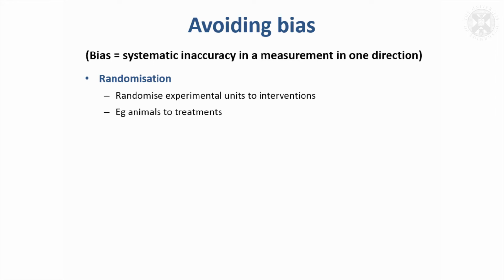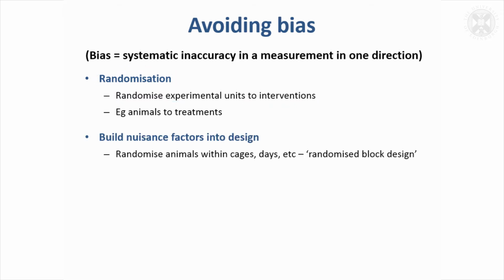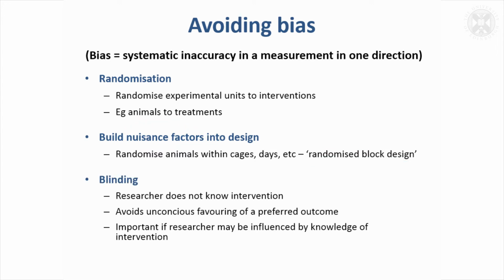And there are things we can do to avoid bias. The first is something called randomisation, and that's to randomise the experimental units to the interventions. For example, if we were allocating animals to interventions, we would do it in a random order. We wouldn't put the first 10 or so to one intervention and the next 10 to the other. That's a key way to avoid bias. Sometimes there are nuisance factors that we're not really interested in analysing or drawing conclusions about, such as cage or the days on which the experiment was done. It's sometimes possible to build that into the design using something called a randomised block design, which title isn't really very helpful. And the other key way is blinding.